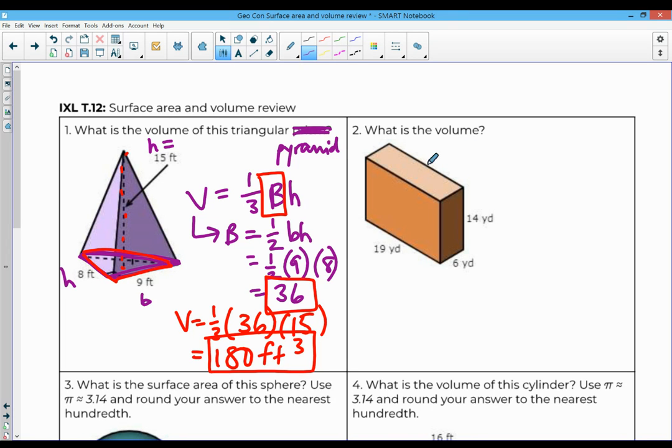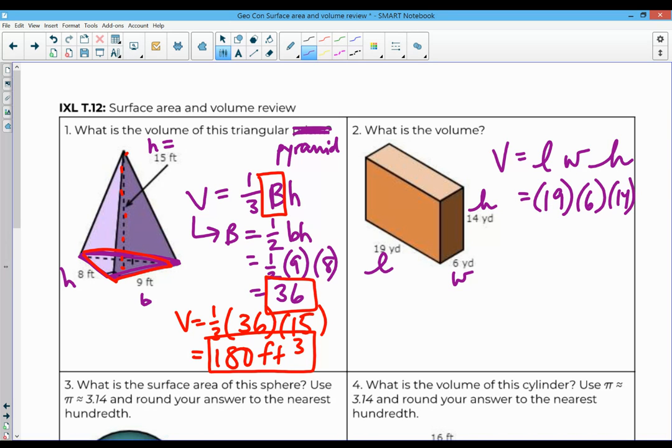So what is the volume? This is a rectangular prism, so our volume is length times width times height. Now we label that's length, that's width, that's height. And then just plug it in. Length is 19, width is 6, height is 14. All we're doing is multiplying those numbers together. 19, 6, and 14 gives us 1,596, and that'll be cubic yards.